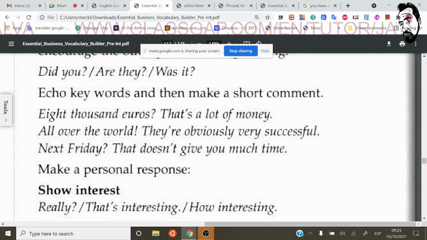Okay. In English, you can also echo the keyword. So, for example, someone is talking about money. 8,000 euros? That's a lot of money. All over the world, they are obviously very successful. Next Friday? That doesn't give you much time.